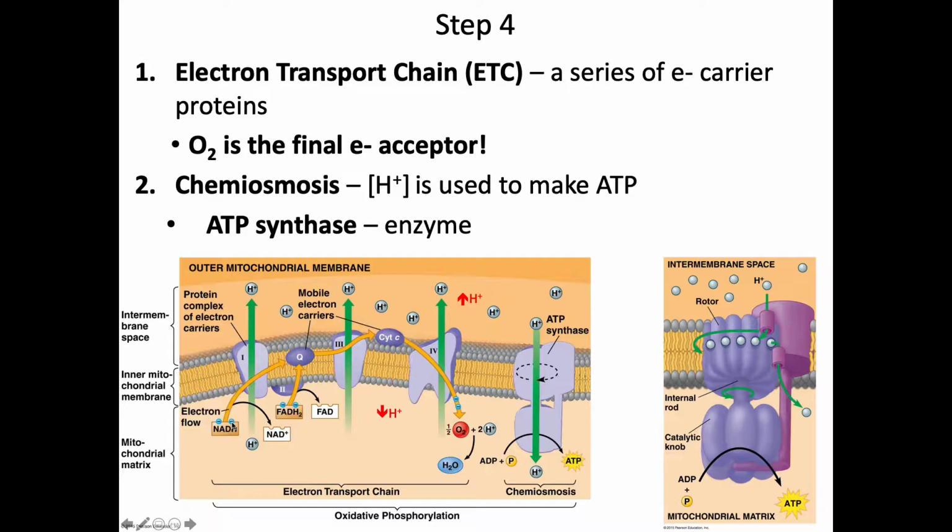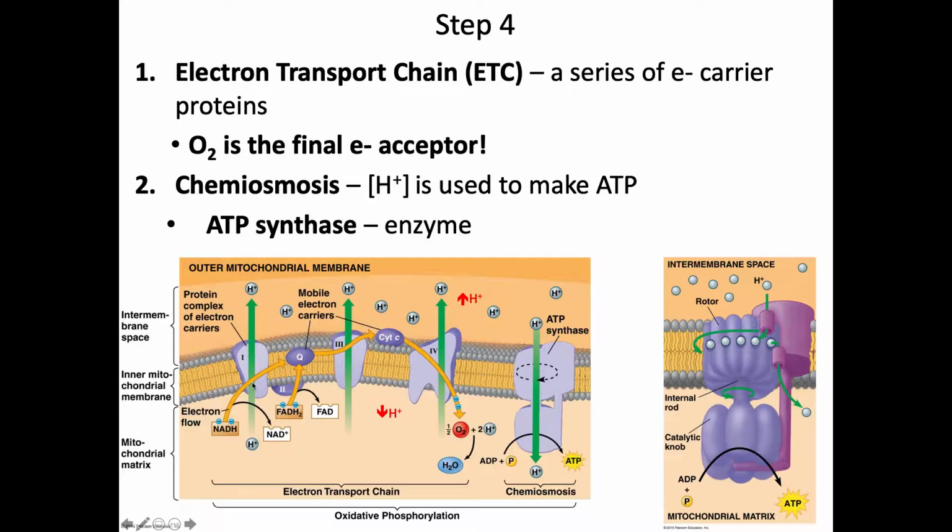So here, these electrons that it dropped off, it'll go and energize this first protein. And this protein is just an electron carrier protein that acts like a pump that will pump hydrogen ions from the mitochondrial matrix into the intermembrane space. So hydrogen ions will go from the matrix into the intermembrane space.